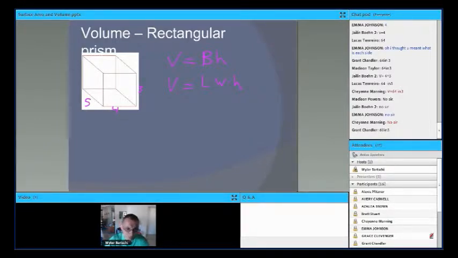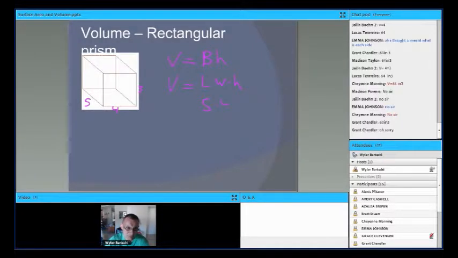And Grant, I think, may already be ahead of us. So our length, we'll say, is 5. Our width is 4. And our height is 3. 5 times 4 is 20. 20 times 3 is 60.